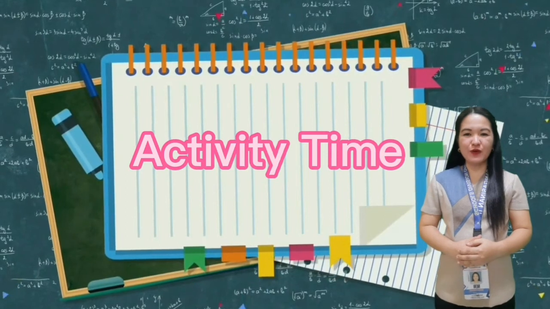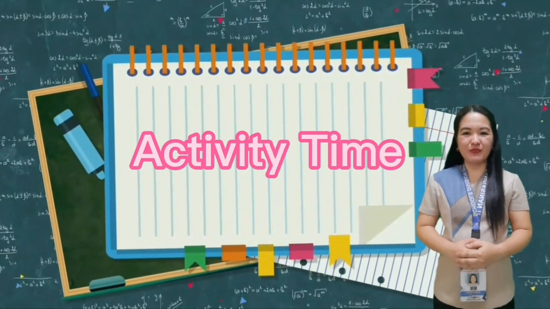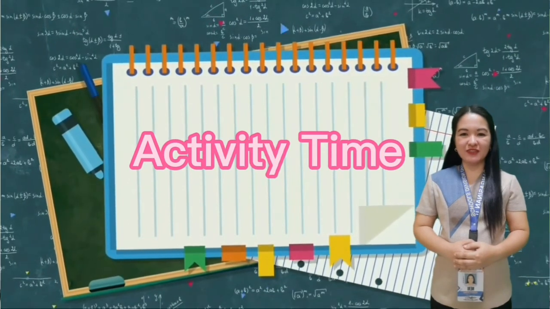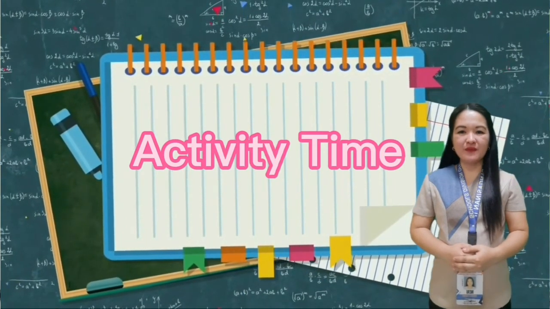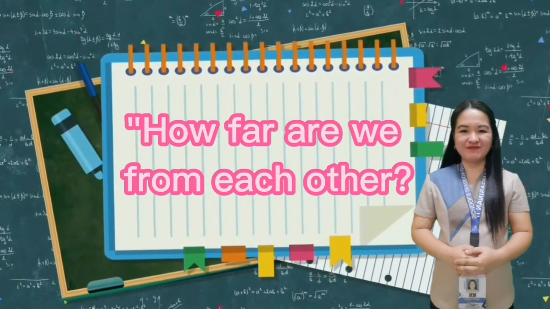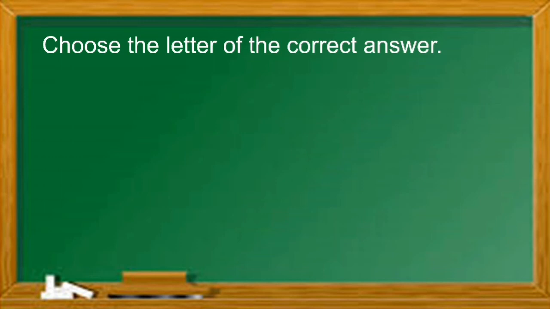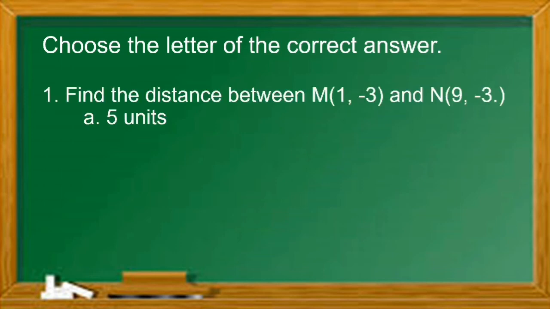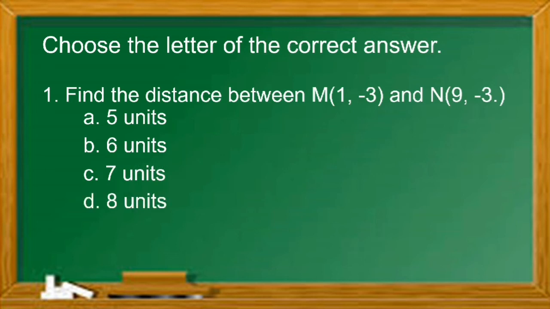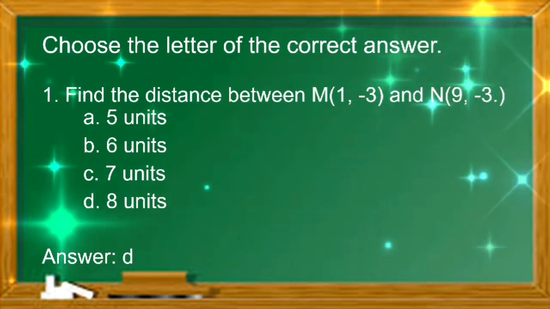Okay, so let's find out if you understood the lesson. So bring out your pen and paper and try to answer this activity. This activity is called, how far are we from each other? Choose the letter of the correct answer. Number 1. Find the distance between the point M with coordinates (1, -3) and point N with coordinates (9, -3). Is it A, 5 units, B, 6 units, C, 7 units, or D, 8 units? The answer is D, 8 units. Did you get it? Good job.